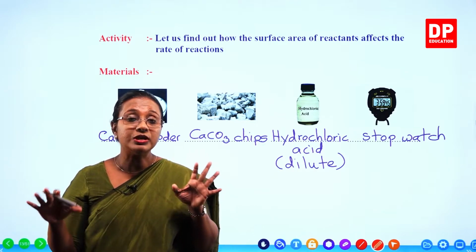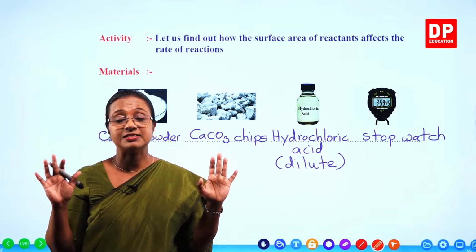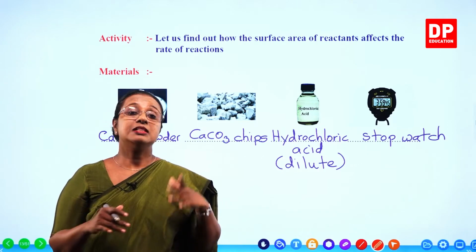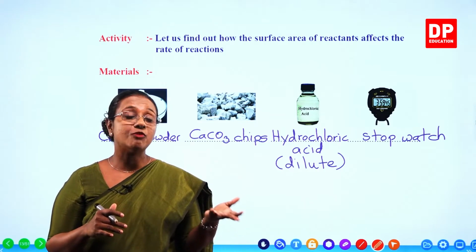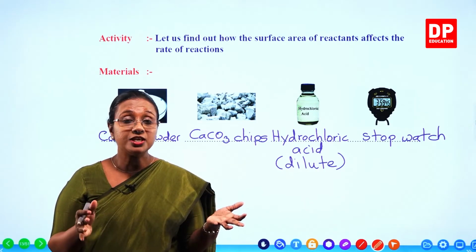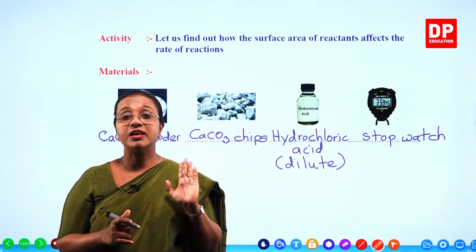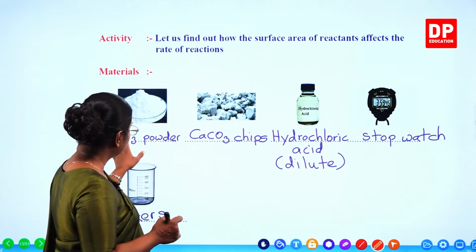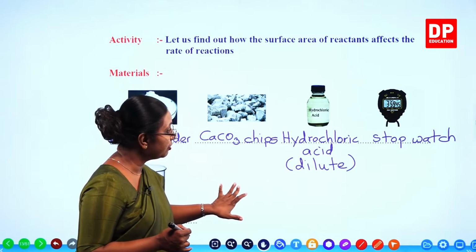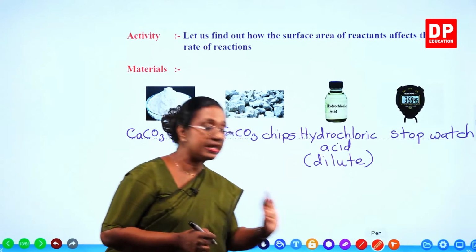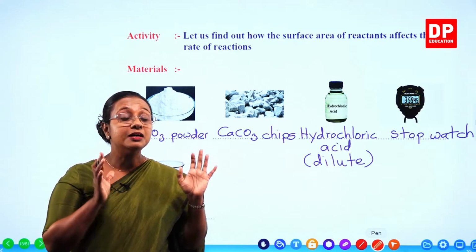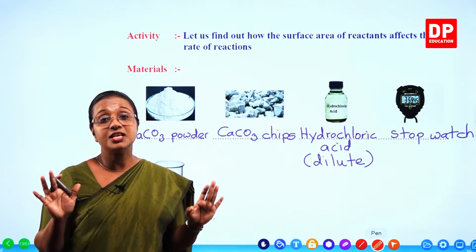We can have 2 clean beakers of similar size, identical beakers. Then you can have 2 clean watch glasses. Using those, you can weigh the same mass. That's very important. If you take calcium carbonate chips and powder, they have to have the same mass. Why? The amount of reactants can't change here.